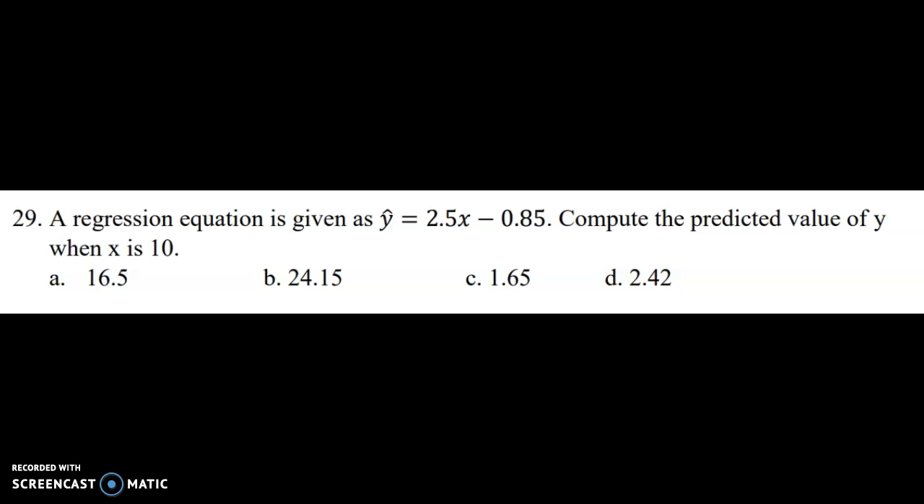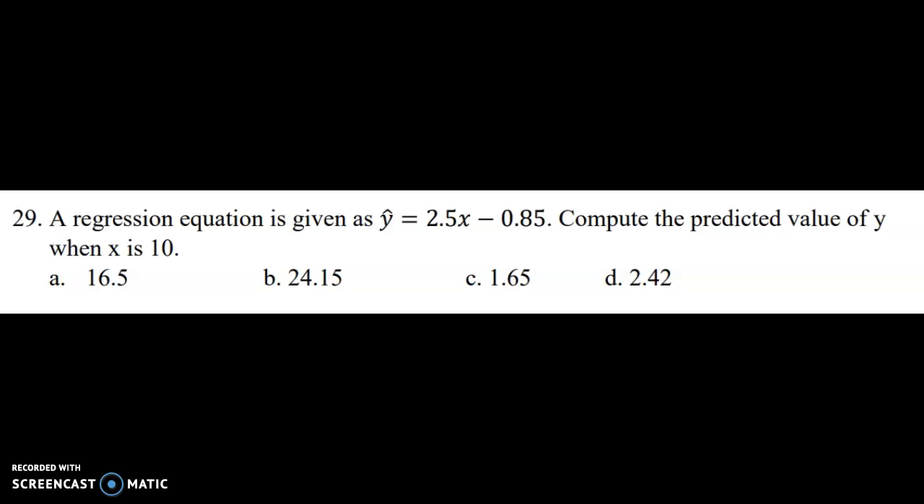Question 29. A regression equation is given as y hat is equal to 2.5x minus 0.85. Compute the predicted value of y when x is 10. Okay, y is the true value and y hat is the estimated value for y. So what we want to do is find out what y is going to be when x is 10.